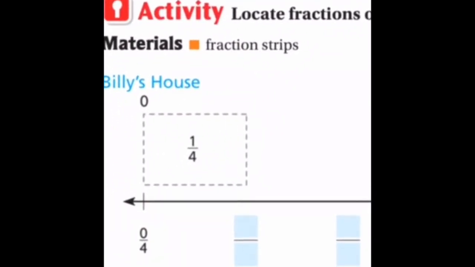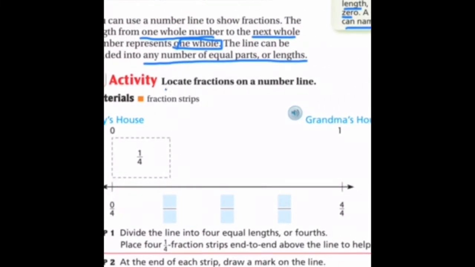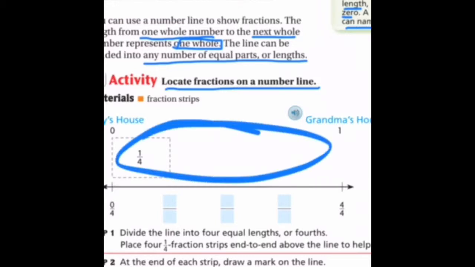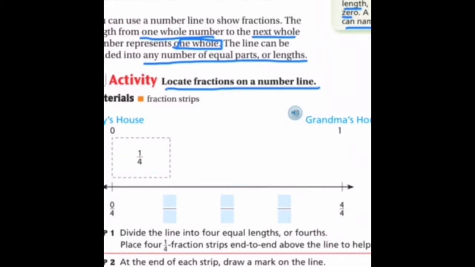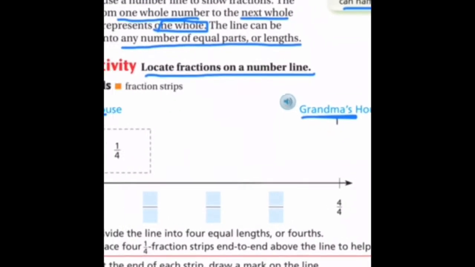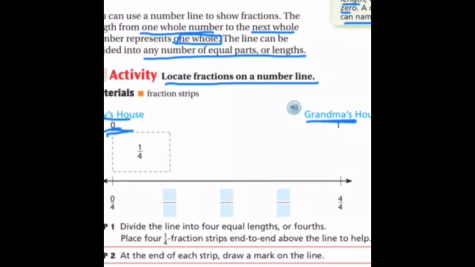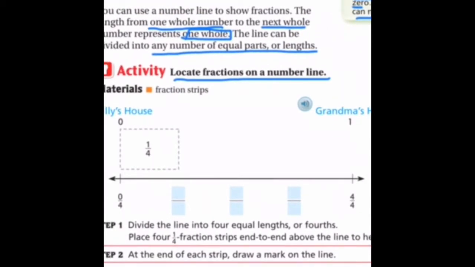Alright, here we have Billy's house. We're going to locate fractions on a number line. We're going to create kind of a fraction strip in this workspace right here. So we have Billy's house and Grandma's house. I think it was just a distance from Billy's house, which is 0, to Grandma's house. The end point, we'll just call it 1, right? If you remember, they stopped at 1/4 and 3/4 spots.